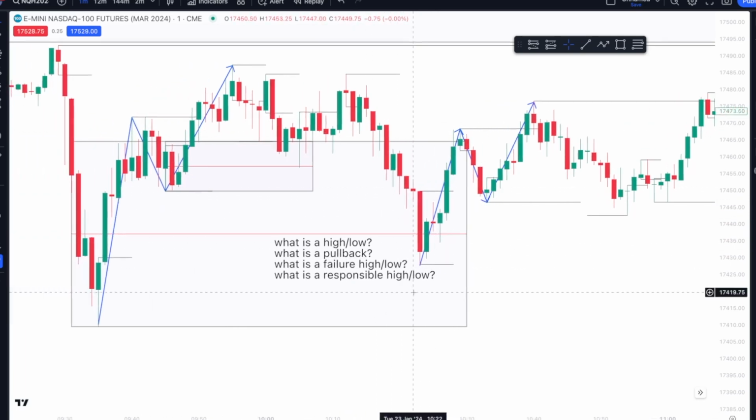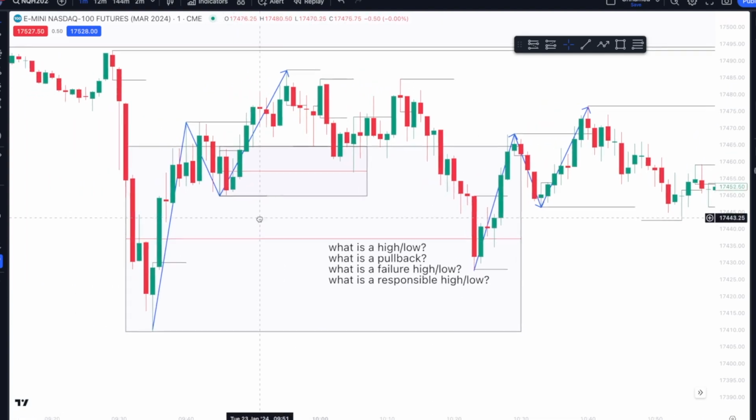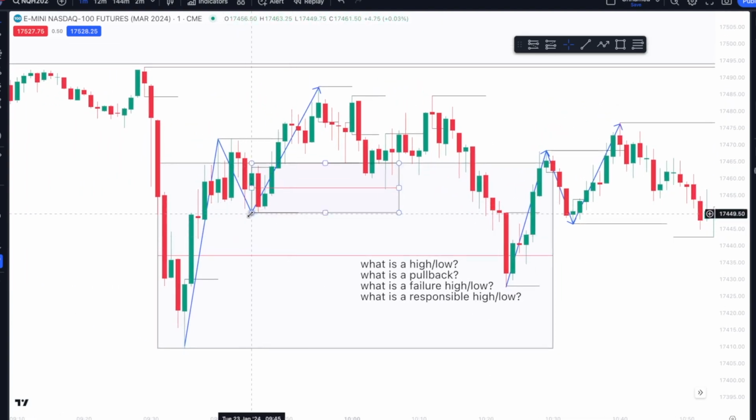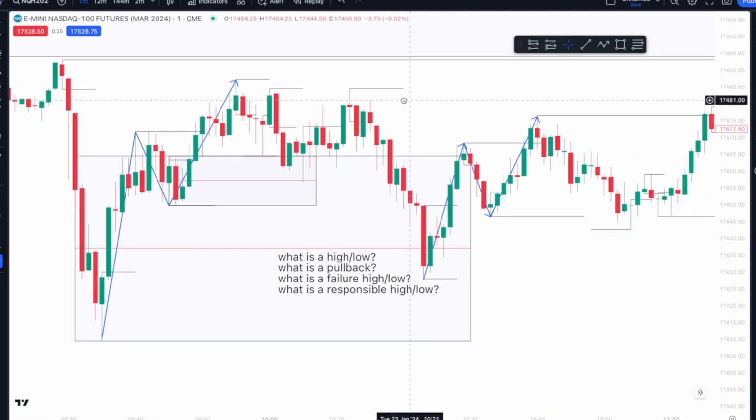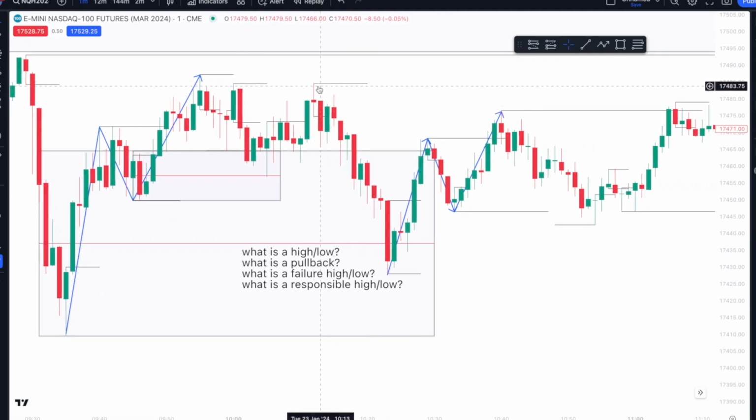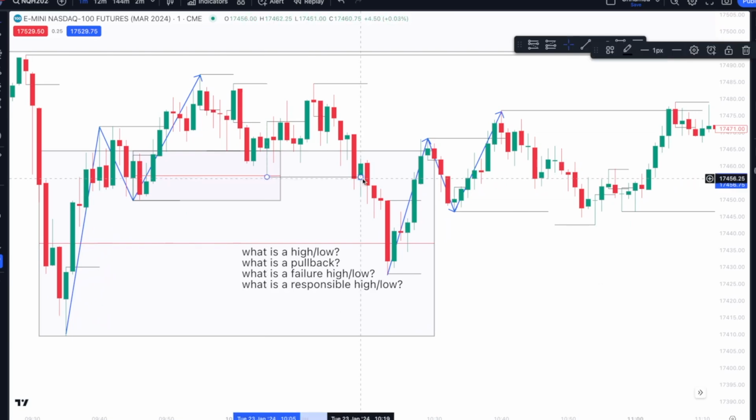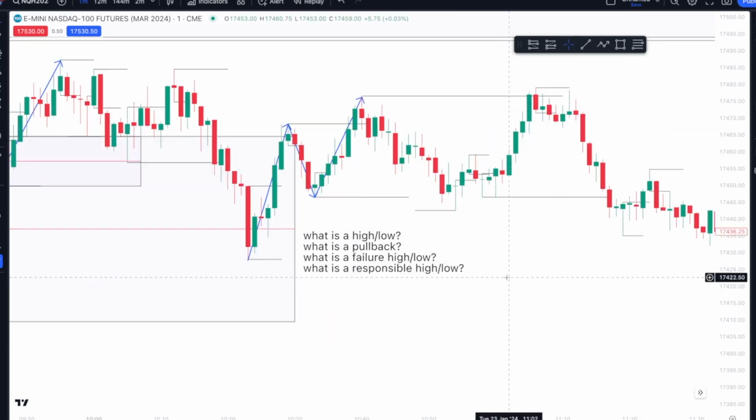And what is a responsible high and low? A responsible low is a low that succeeds at running the high it came from, and a responsible high is a high that succeeds at running the low that it came from. And boom, that's all the candlestick structure that you are going to need for this course. I'll see you in the next video.